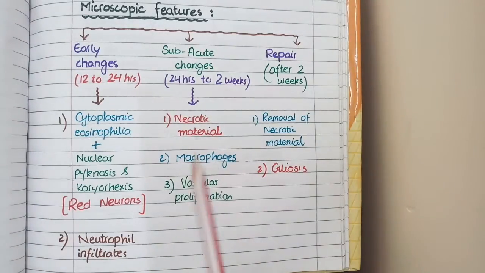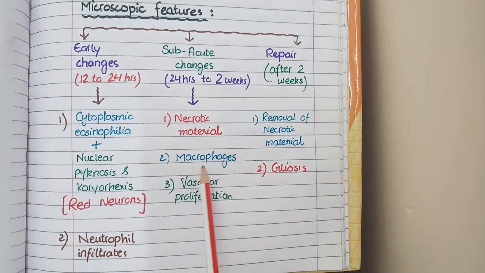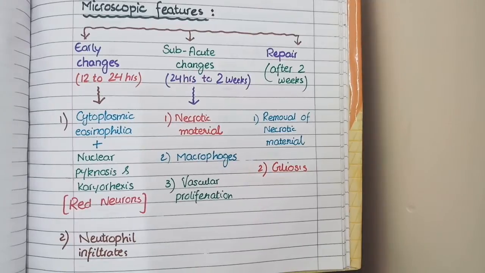Now from day 1 up to 2 weeks, which are included under subacute changes, are characterized by completion of the process of necrosis, and by this time the acute inflammatory cells that were neutrophils are replaced by the more chronic inflammatory cells that are macrophages, and the duty of these macrophages is to digest and disintegrate the necrotic material.